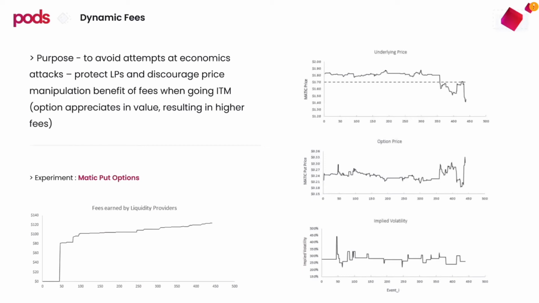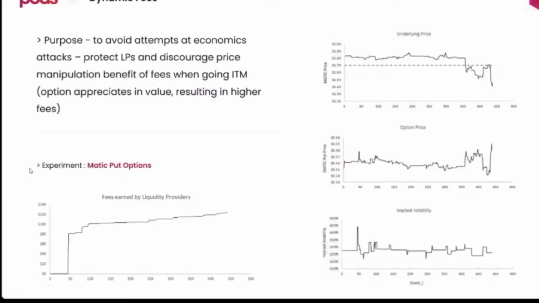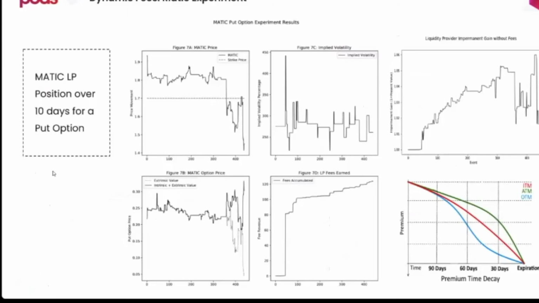Let's do an interesting example with Matic put options, because we did an experiment with these. Thank you. I guess some of you might have been our test subjects. So we looked at Matic put options, and there was a particularly interesting event, the event when dynamic fees were triggered. Let me talk about these. We had a Matic put option, and there was an LP position that lasted over 10 days.